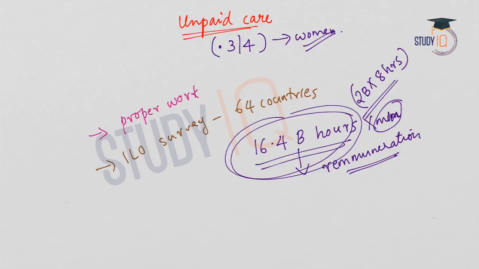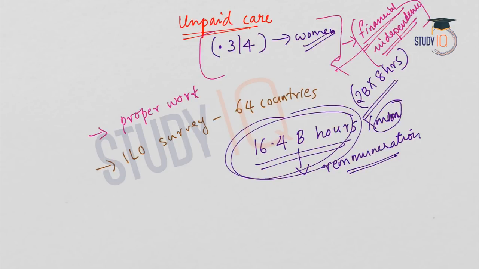So what really happens is that when they have no remuneration, there is no financial independence for them. Financial independence is one important factor in empowerment. When there is financial dependence on the male, empowerment is less. If they are financially independent, they become more empowered as well. So there is a direct correlation between empowerment and financial independence.